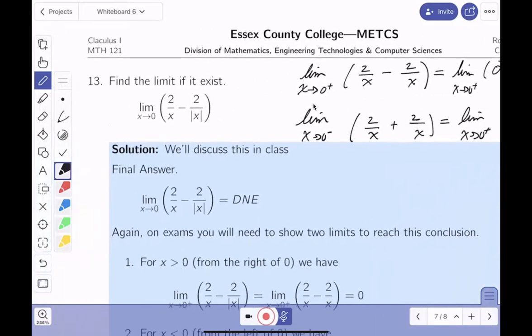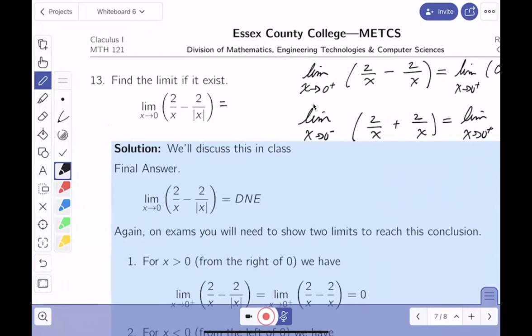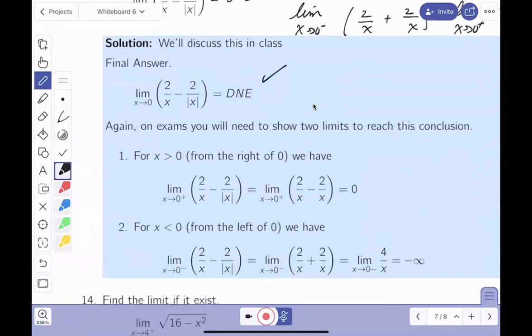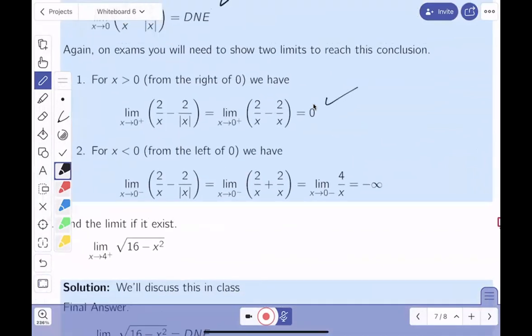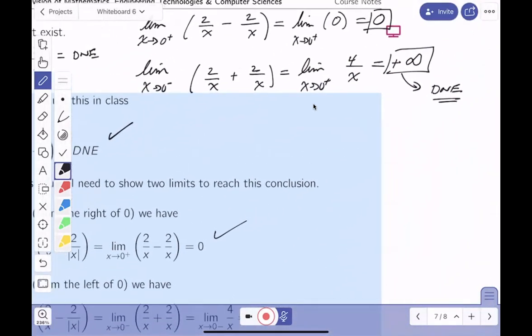So what's my conclusion over here? Well, they're not in agreement. So this is DNE. They go through both of the limits. Wait a second. I'm sorry. I made a mistake here. I got to go back and correct it.